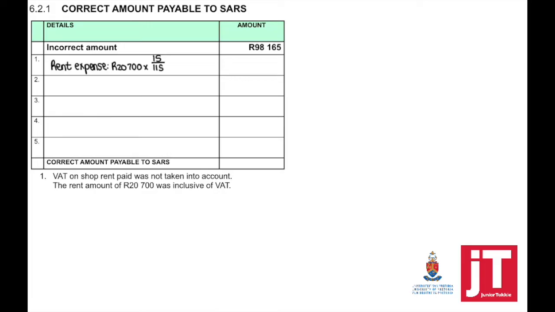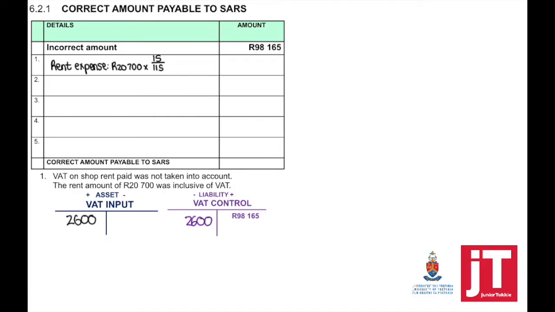Now, rent expense means a payment was made. Therefore, VAT input will be debited. And if VAT input is debited, it means my VAT control account will be debited. Why is this important to understand now? If that control account is debited, it means that it will decrease the balance that was calculated incorrectly.